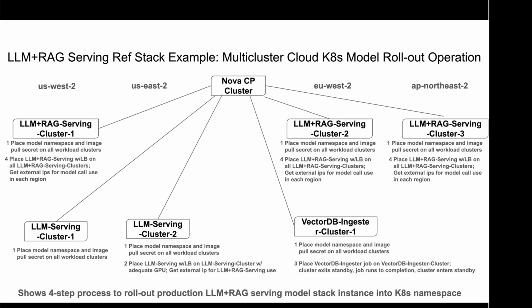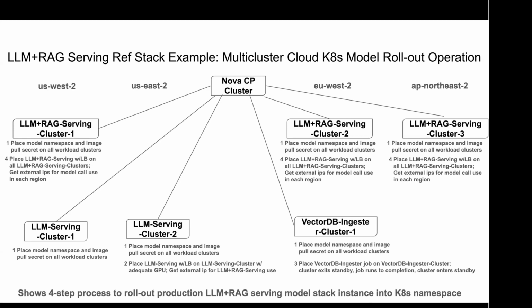The next step would be for one of the LLM serving clusters to place the LLM serving model and the load balancer and get an external IP going for that. Eventually, we would do the same for the LLM serving cluster 1, add that to the load balancer that we deployed for LLM serving cluster 2.